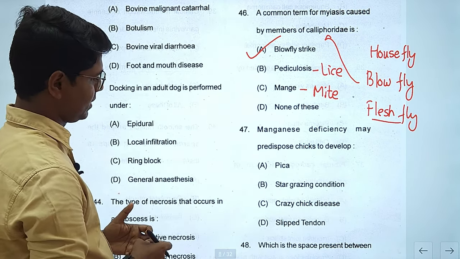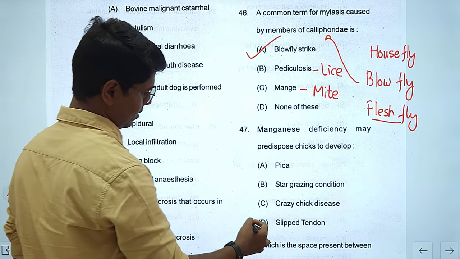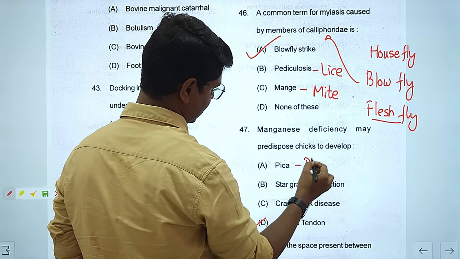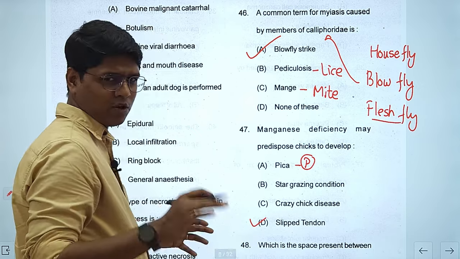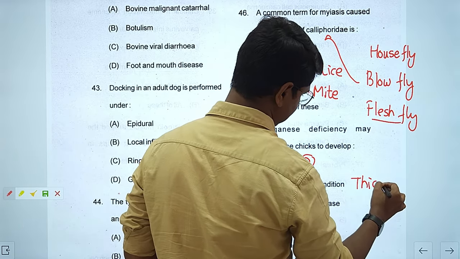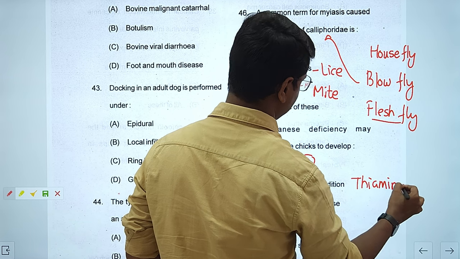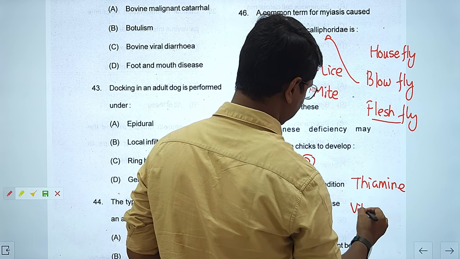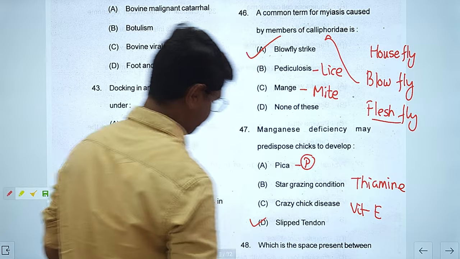Manganese deficiency may predispose chicks to develop slipped tendon. Pica is basically phosphorus deficiency. Star gazing condition or polyneuritis is thiamine deficiency. Crazy chick disease is vitamin E deficiency.